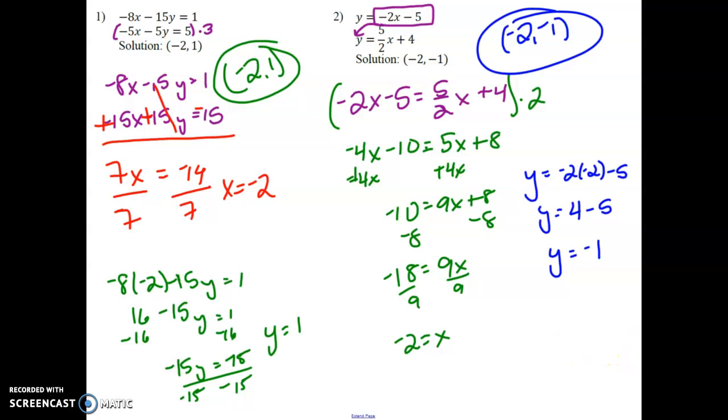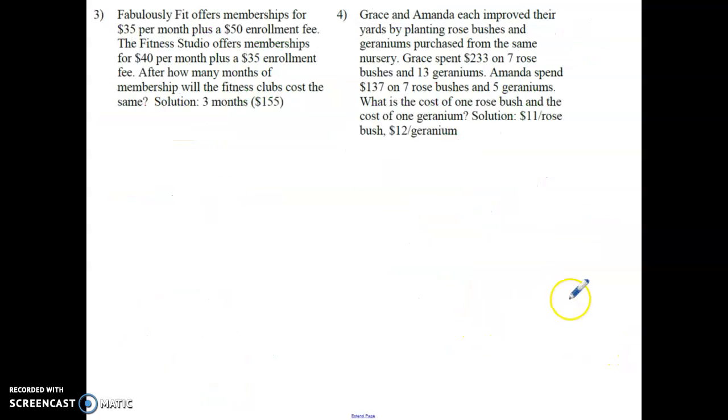Okay. For the 3.0 type problems, we have two applications here. So we're going to go ahead and write out equations. For the first one, Fabulously Fit offers memberships for $35 per month. Remember that the word per means we need an x with it, plus a $50 enrollment fee. So we have y equals 35x plus 50. The fitness studio offers memberships for $40 a month, plus a $35 enrollment fee.